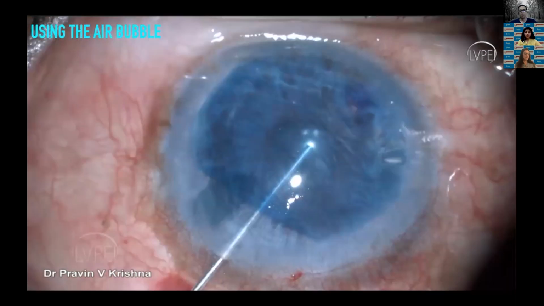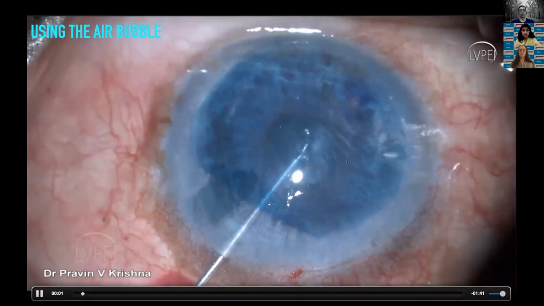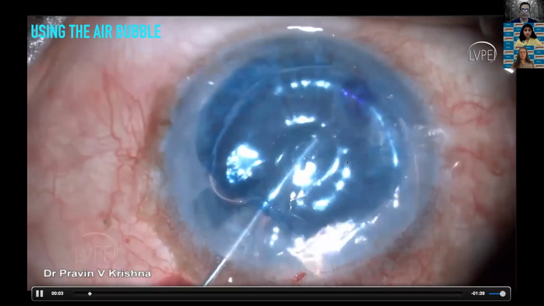You also can use the air bubble to manipulate folds on the graft. If you look at this patient, you'll see that there is a fold between 12 o'clock and 2 o'clock. When this happens, you'll need to redetach the graft before you actually unfold this fold.